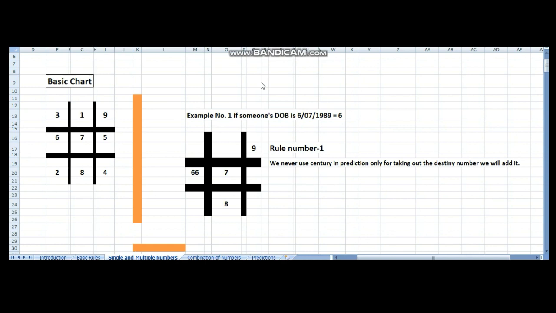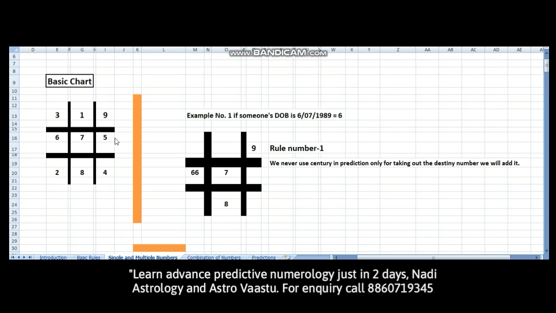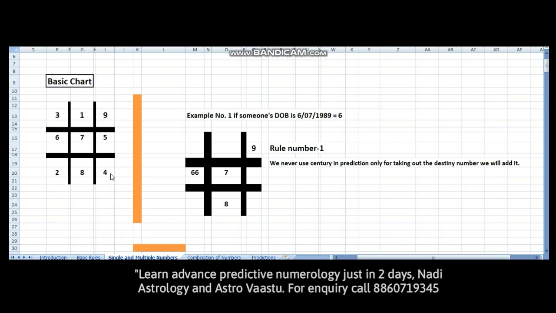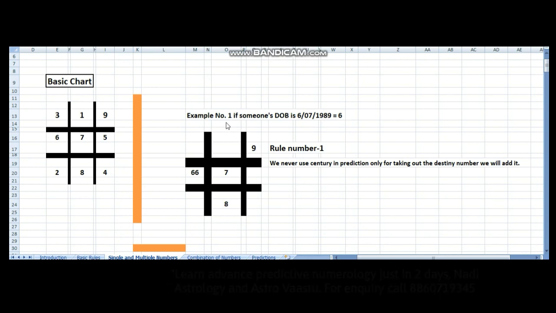In this session we will be learning how to lay the date of birth of a person in a set format. This is the format which we will be using throughout the session, whenever we have to predict about a person. So here 3, 1, 9 are on the top, then 6, 7, 5 will be laid in between, then 2, 8, 4 at the bottom of a chart. So let's take an example.